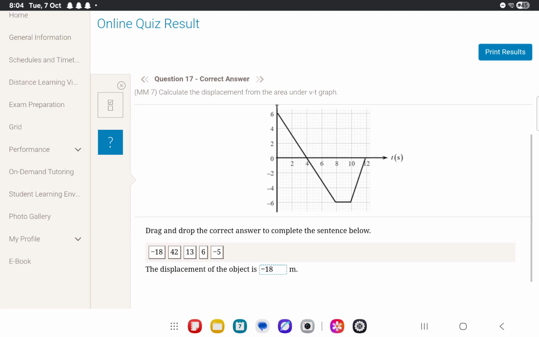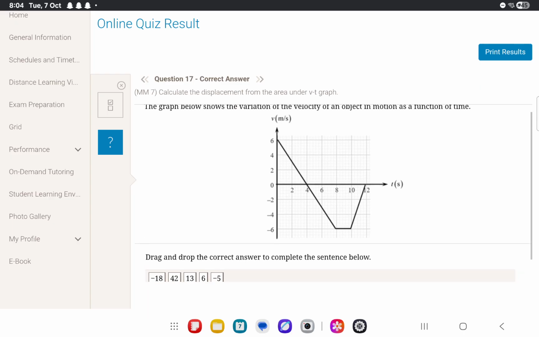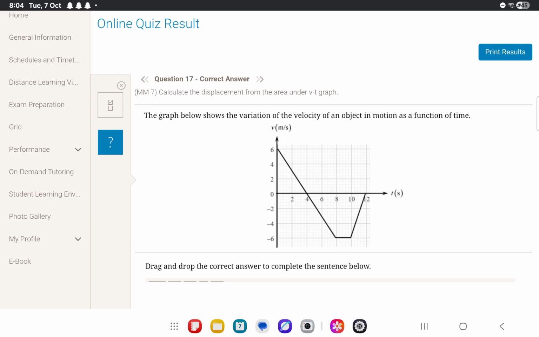Okay, question 17 is very easy. So they want us to find the displacement of this object. Now, displacement, again, is the area under the graph. So what we're going to do is break it into this part here.